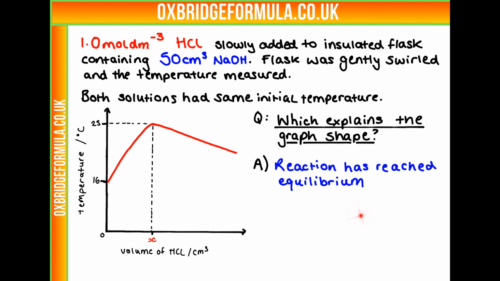Well, let's think about the actual reaction itself, see if we can write an equation for the reaction. So we're adding an acid to our sodium hydroxide. That's going to neutralise it. So our reaction is going to look something like this. So our acid plus our hydroxide is going to equal our sodium chloride and water.